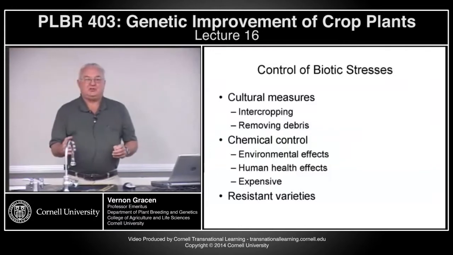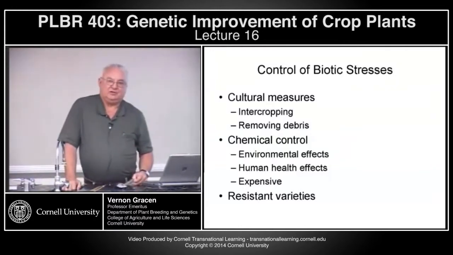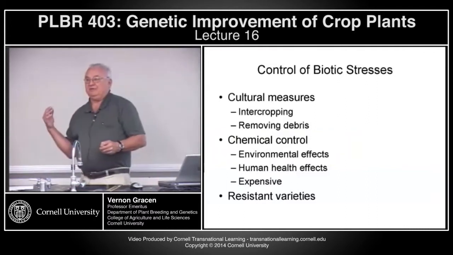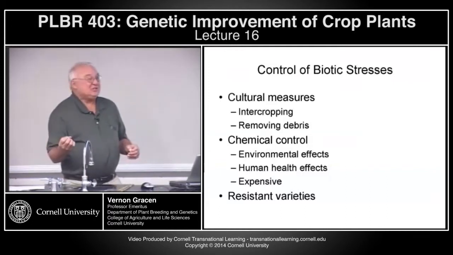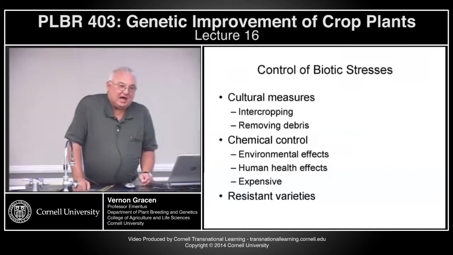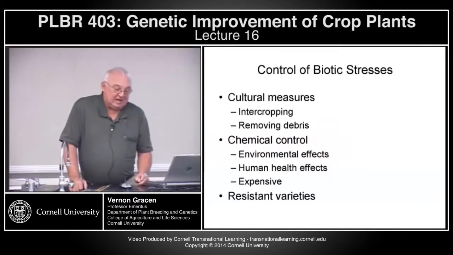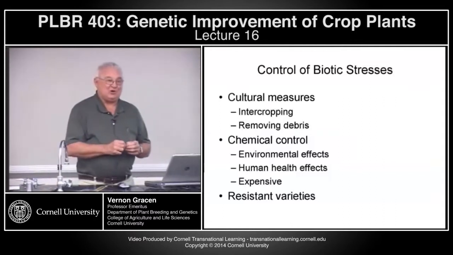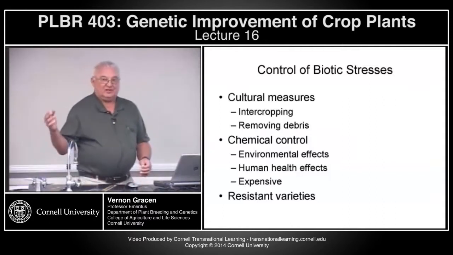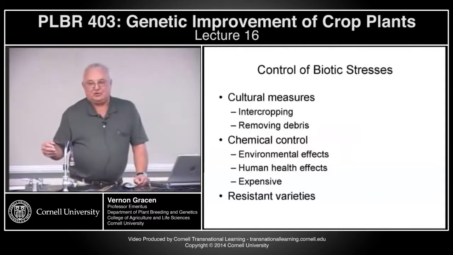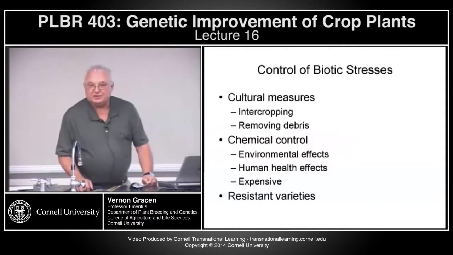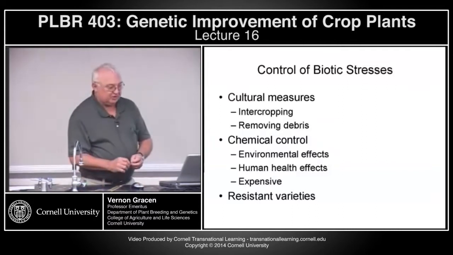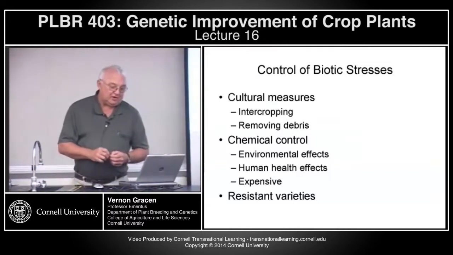not used very much in the large acreage crops because of the expenses involved, but used in a lot of fruit and vegetable crops, and has been used very extensively in crops like cotton. And of course, the chemical control has environmental effects. The chemicals affect not only the target organisms, but non-target organisms. The chemicals build up in the environment, and a lot of these chemicals are toxic to humans and animals as well as to the diseases and insects. So there are human health effects associated with it. And of course, the chemicals are expensive.